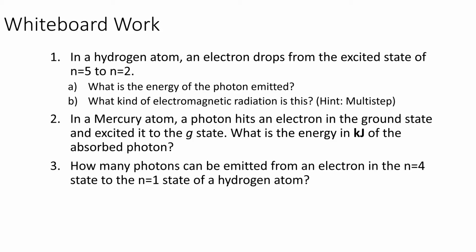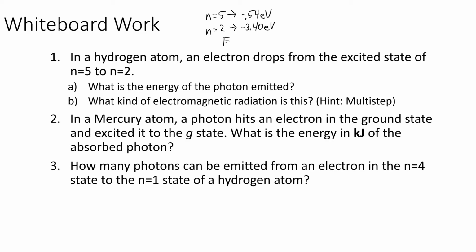So the first thing you're going to have to do is open up your reference table and look at the hydrogen atom. I have mine open. Looks like the n equals 5 state corresponds to an energy of negative 0.54 electron volts. The n equals 2 state corresponds to an energy of negative 3.40 electron volts.